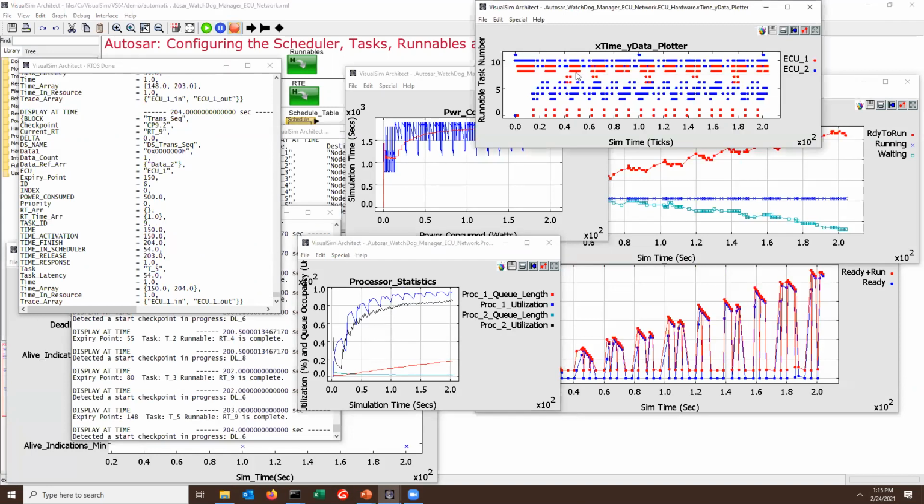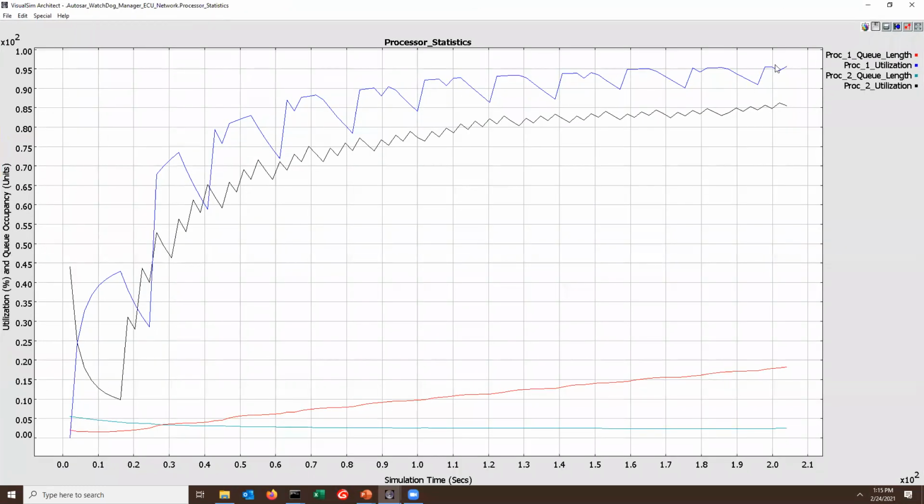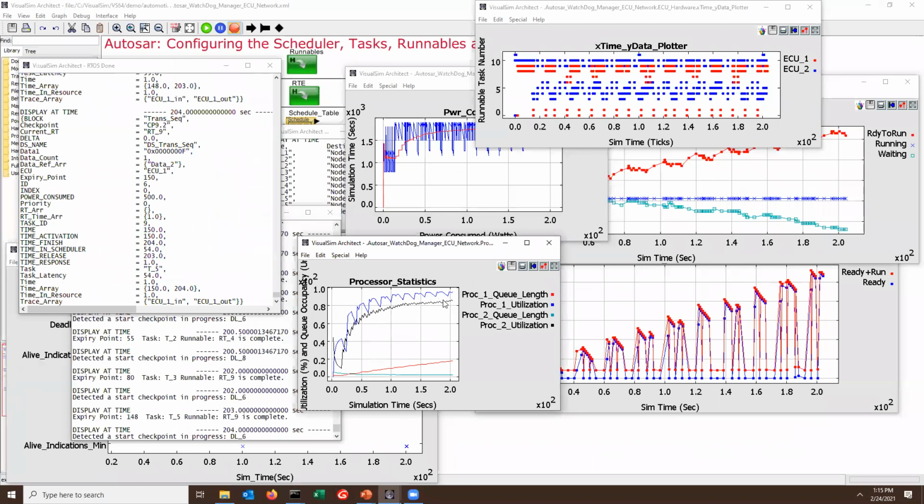Now, notice how this changes: where ECU2 was doing most of the processing, now you can see ECU1 is doing most of the processing. But here's the thing that's important. Earlier on, the queue lengths were pretty low. But now the queue length is constantly increasing. Both of them are now 80% plus. This one's almost 90% plus, and this one is close to 95%. Obviously, you reach steady state right over there.